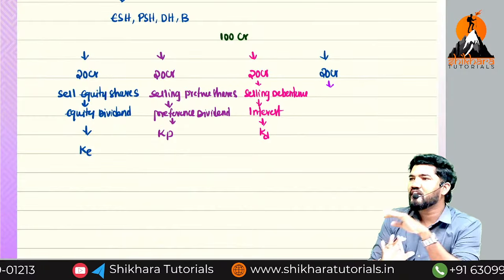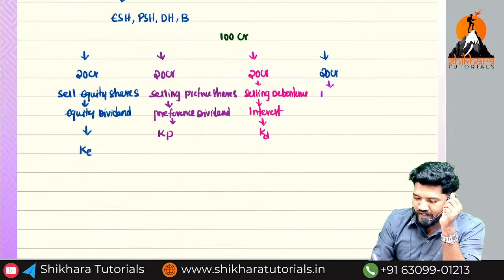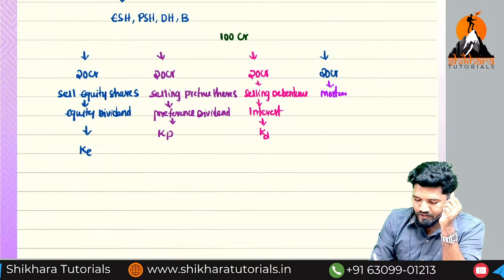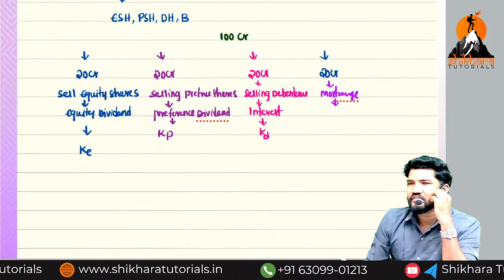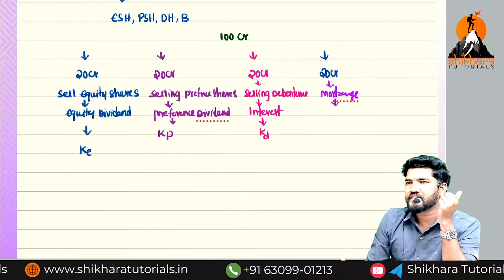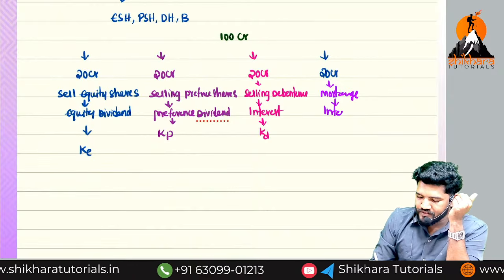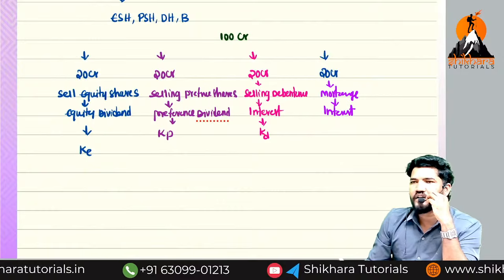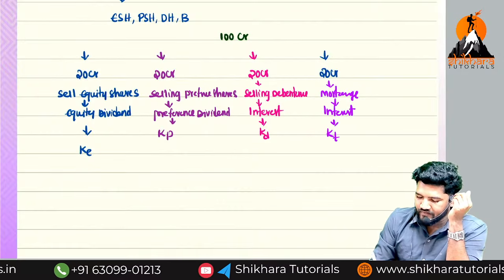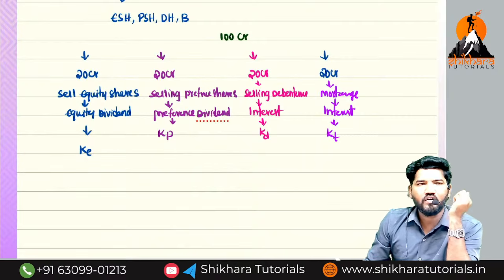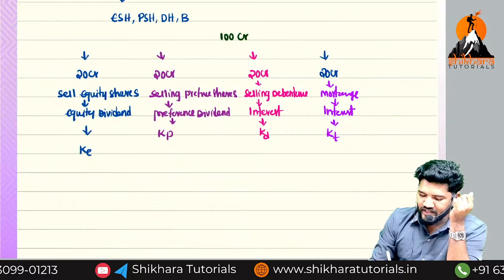Here I am not selling anything, guys. I just mortgage. If I mortgage, will they give it free of cost? They are also expecting something per annum. What are they expecting? Interest. Clear? Now I need to calculate that as KT, the cost of term loan or cost of bank loan. Next, pending 20 crore is there.